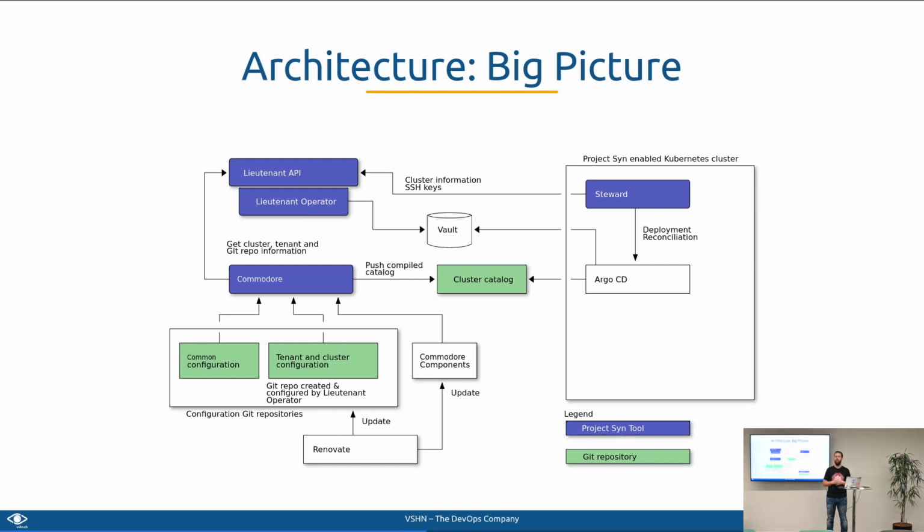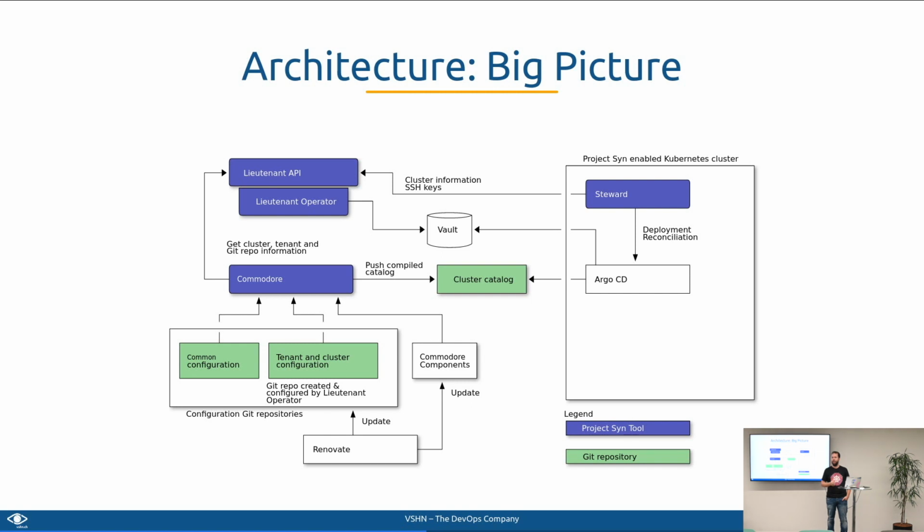So the most important component here is the Lieutenant. That's the inventory API which stores all the information about your Kubernetes clusters. And it also takes care of managing Git repositories, at this time in GitLab, but it could also do this in GitHub or in Gitea or other Git hosting repository software.